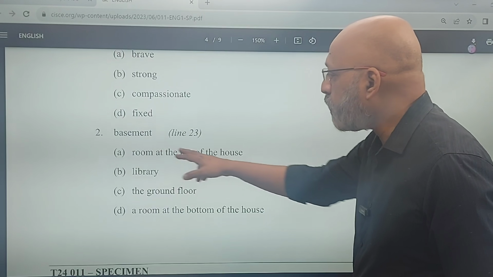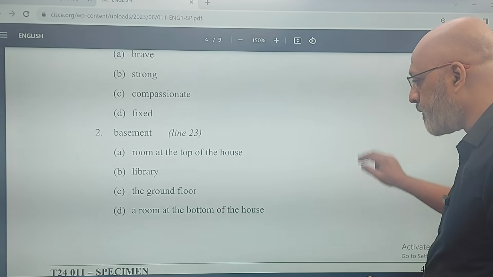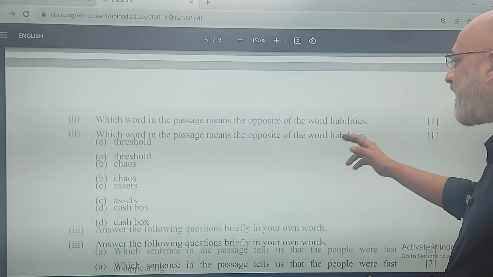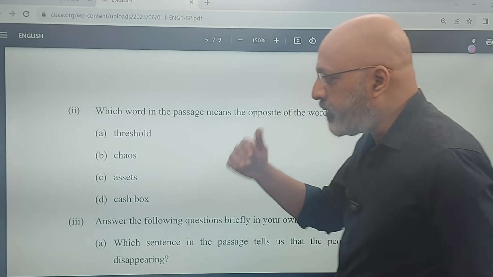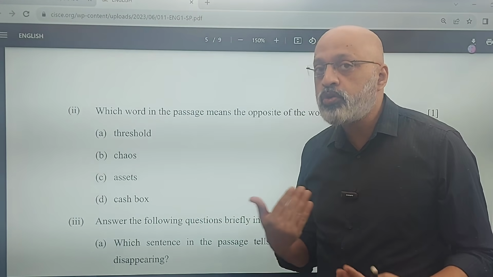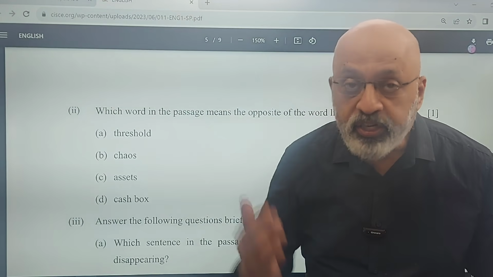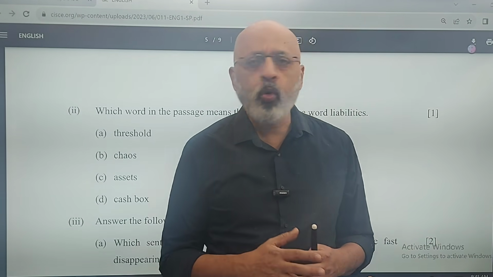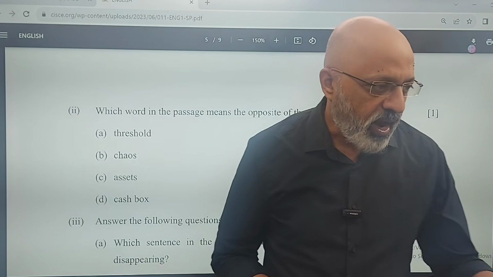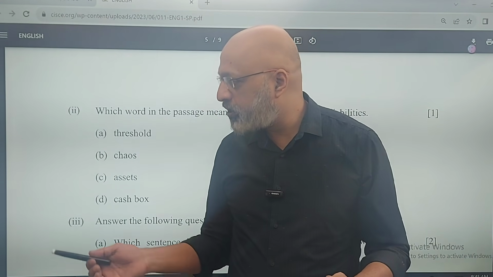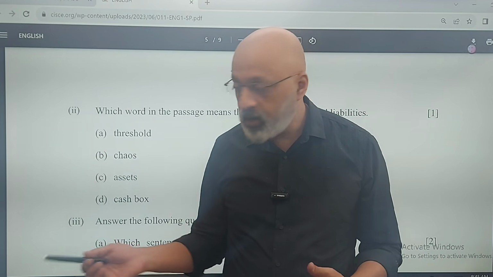If it was loft, it would have been the room at the top of the house, right? And the antonym of liabilities is assets, right? So you need to know the synonyms and antonyms. Make the dictionary your friend. Buy any dictionary. Like for instance, I can see different dictionaries of different versions around me.